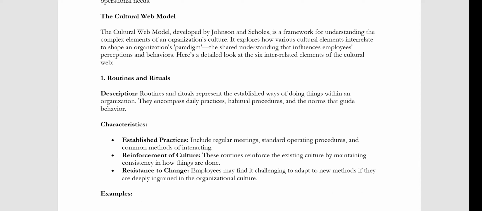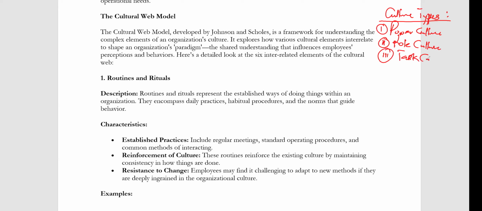So according to Charles Handy, how many culture types do we have? Four. Mention them. The power culture, the role culture, the task culture, and the person or existential culture.